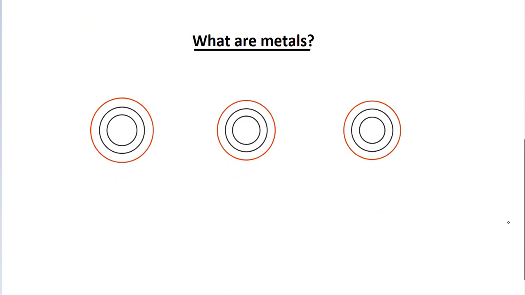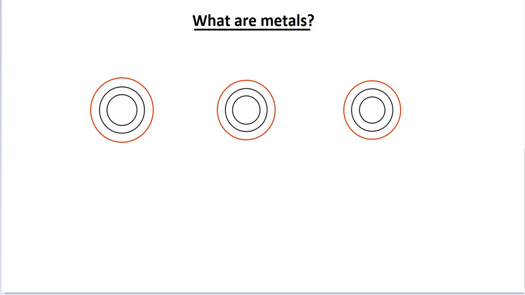So what is a metal? A metal is an element that is able to lose either all or some of its outer electrons, the electrons in its outer shell, in order to obtain a stable structure. We'll look at how they do that in a minute, but let's take three examples from period 3 of the periodic table: sodium, magnesium, and aluminium.